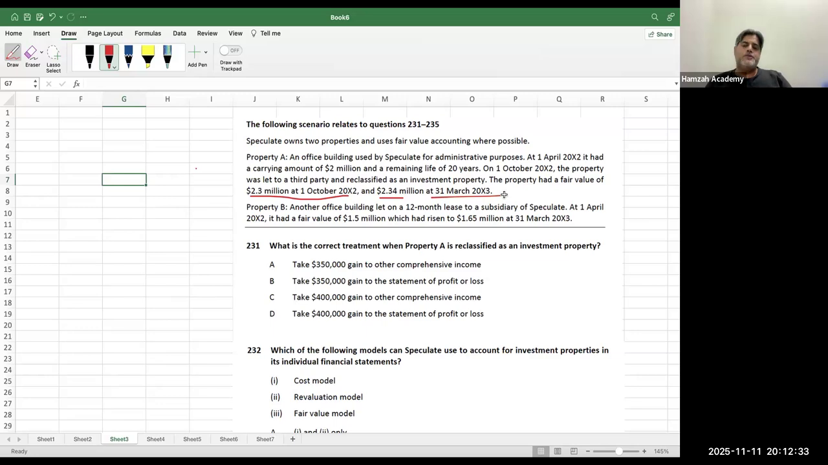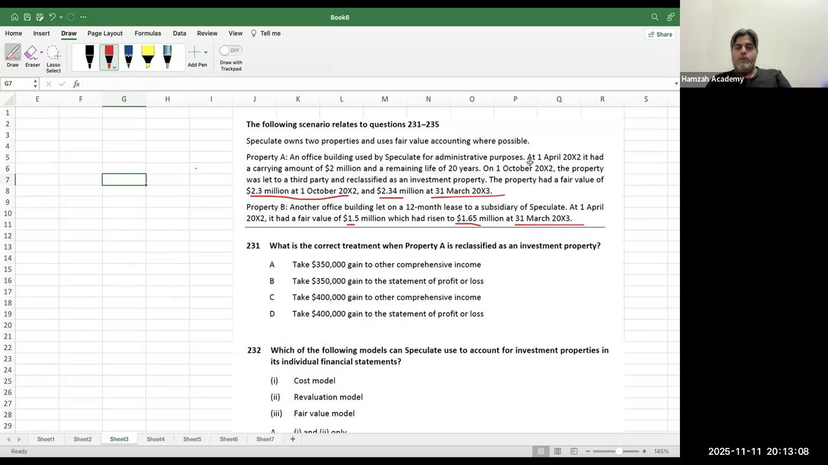Then property B, another office building, let on a 12-month lease to a subsidiary of Speculate on 1st April. It had a fair value of 1.5 million, which had risen to 1.65 million at 31st March 20x3. So, what's the correct treatment when property A is reclassified as an investment property? So, the correct treatment when property A is reclassified.